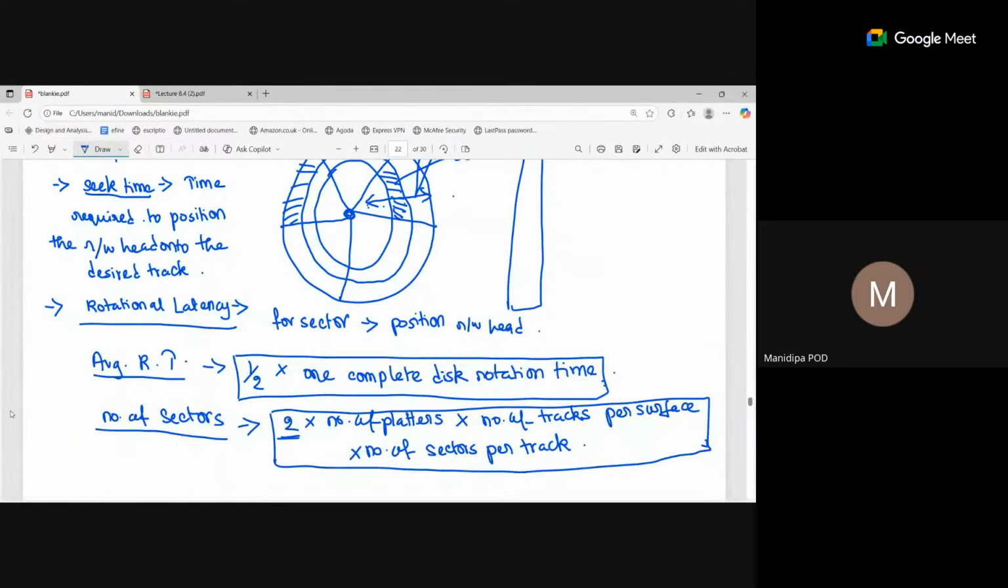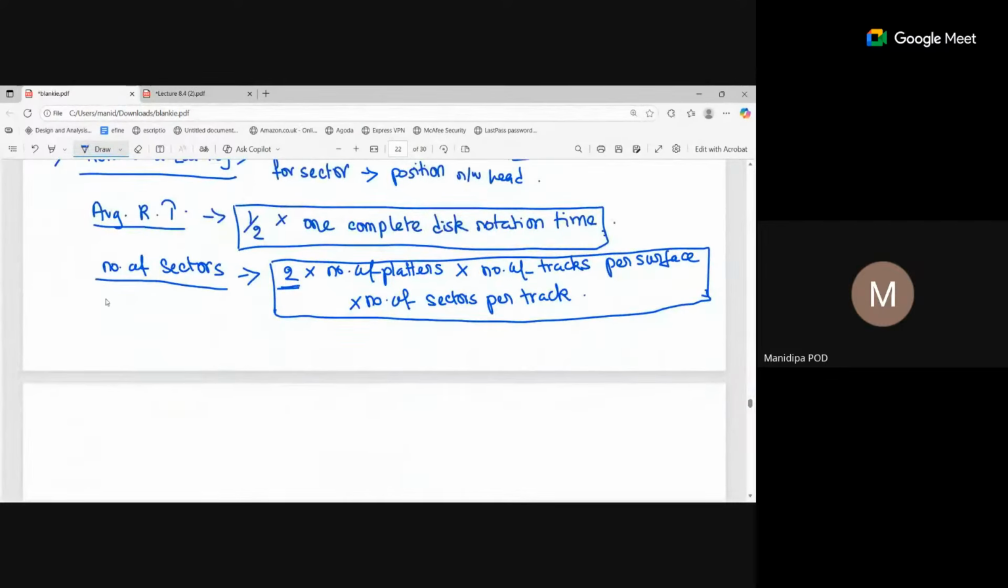Alright, now one more thing. We found the number of sectors, but what is the disk capacity? That is, how much storage does the disk have? You know the smallest unit of storage is the sector. Now we know how many sectors are there. So what should be the disk capacity?